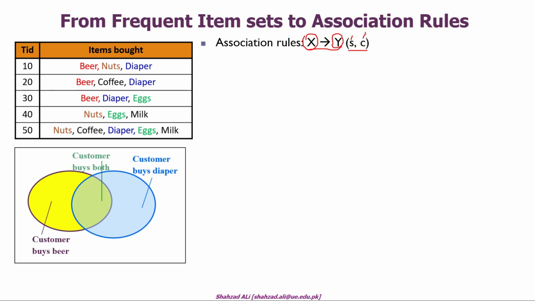These are the measures on which the interestingness of a rule is evaluated. If we give an example, computer implies antivirus: if people buy a computer, what are the support and confidence that they will buy antivirus? In this example, the support is 2% and the confidence is 60%. A support of 2% for this rule means that 2% of transactions under analysis show that computer and antivirus software are purchased together.